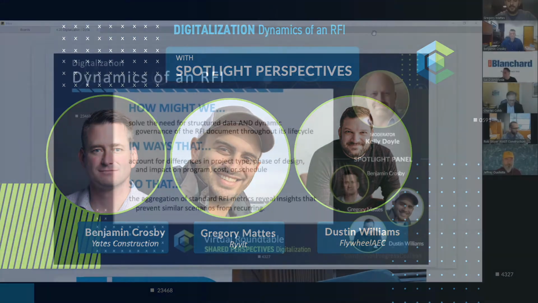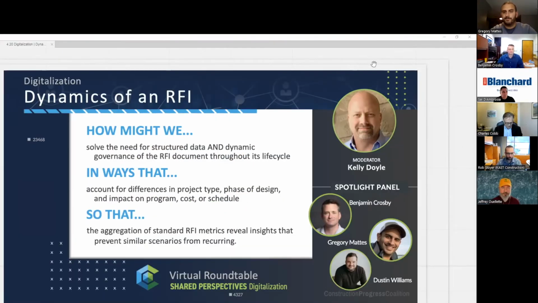All right, so we're here this afternoon to talk about an interesting topic that we had multiple discussions about out in Denver at the iSummit, and this is the first of those conversations. It's around the dynamics of an RFI, and really let's focus on our "how might we" statement. This is how we kick off most of our initiatives now.